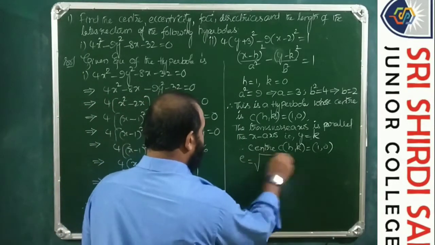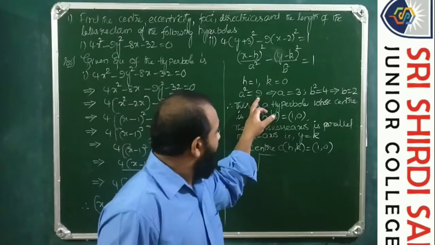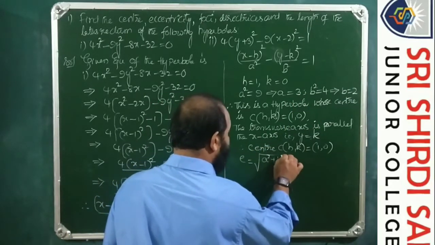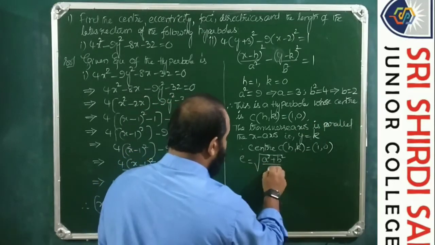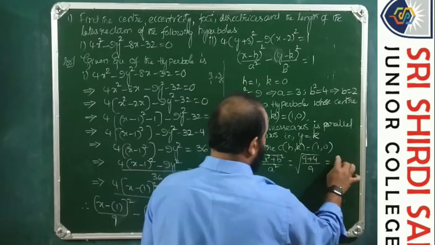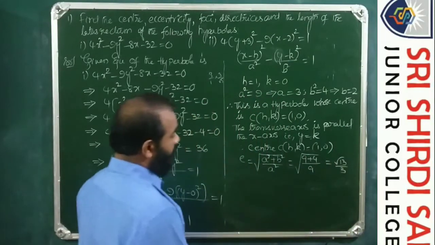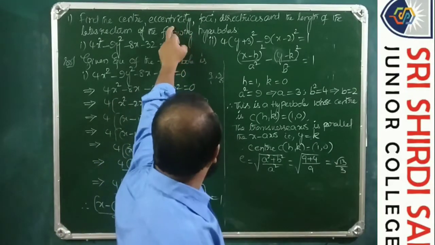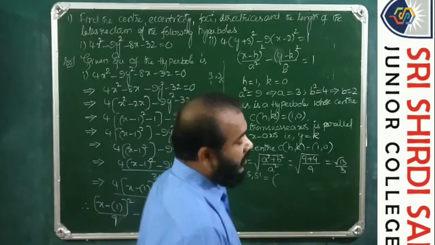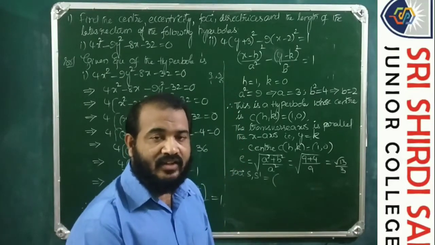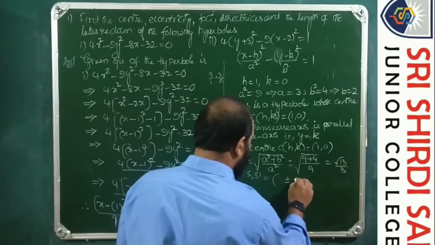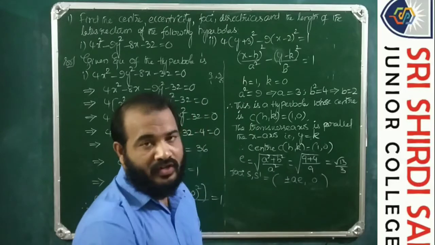Eccentricity e is equal to, here a is greater than b. Here a square plus b square, divided by whichever is greater, that will come under the denominator. So this is a square. So this is 9 plus 4 by a square. A square value is 9. So this is root 13 by 3. Now eccentricity we have found. Foci are S comma S dash. So for the hyperbola whose center is at the origin, the foci are plus or minus ae comma 0. But here shifting of the origin has happened.